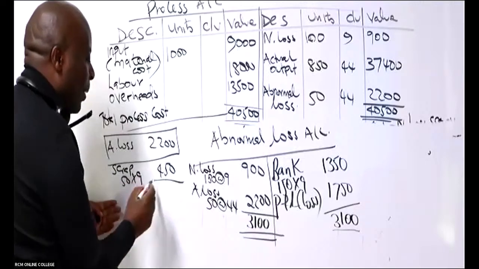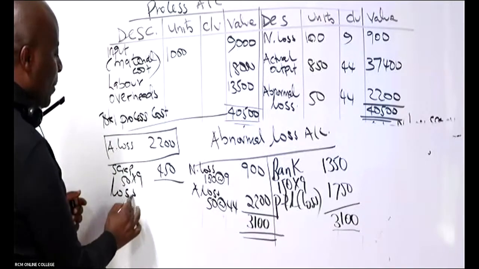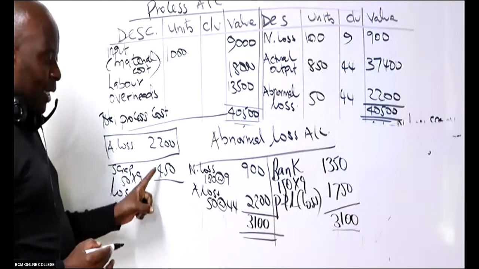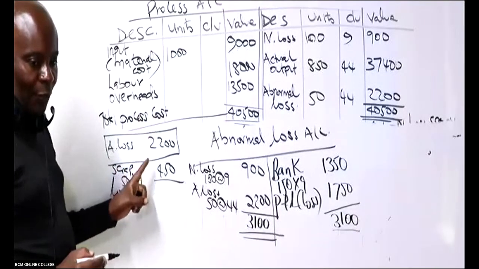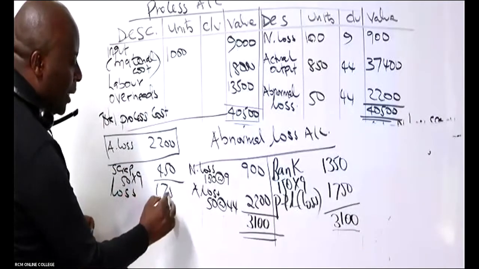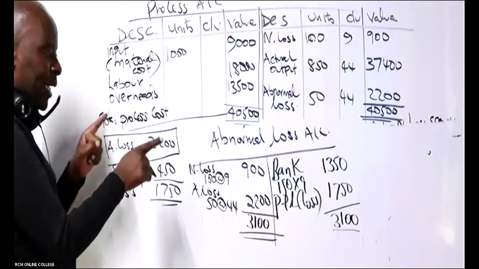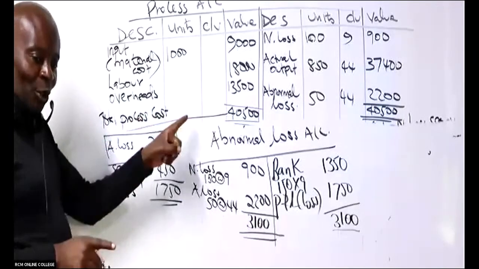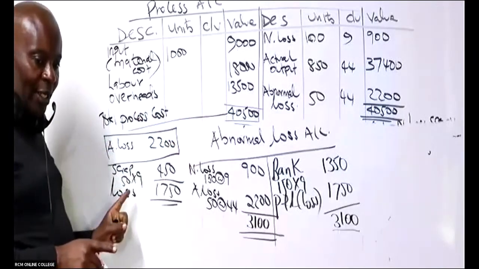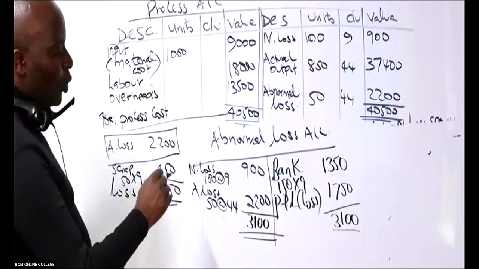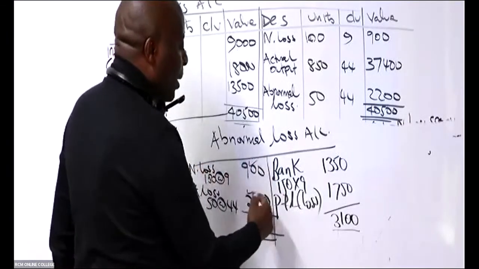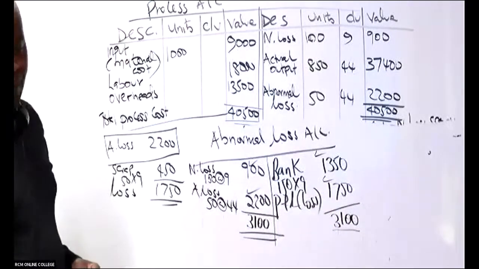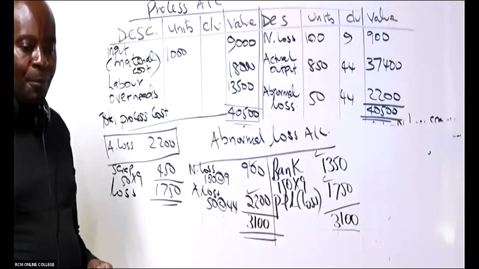Then what loss am I making out of this? What is 2,200 minus 450? It gives me the same amount which I've been able to get from the abnormal loss account. But the examiner needs you to do it this way, not shortcut, because we as examiners shall always mark the entries.